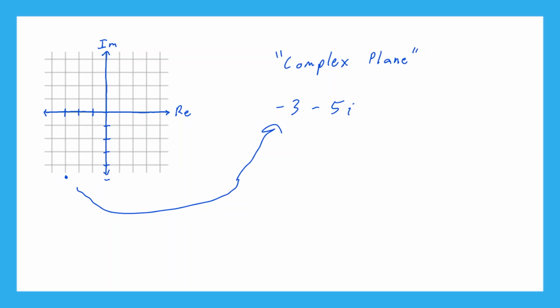Now, what happens if we have two positives or just one of them is negative? Let's talk about that. Well, if the real portion is positive, then we're going to start by going right. And then if the imaginary portion is positive, such as let's say that we had plus 5i, then we'll go up after we go to the right. Right? So left is negative, right is positive, down is negative, up is positive.